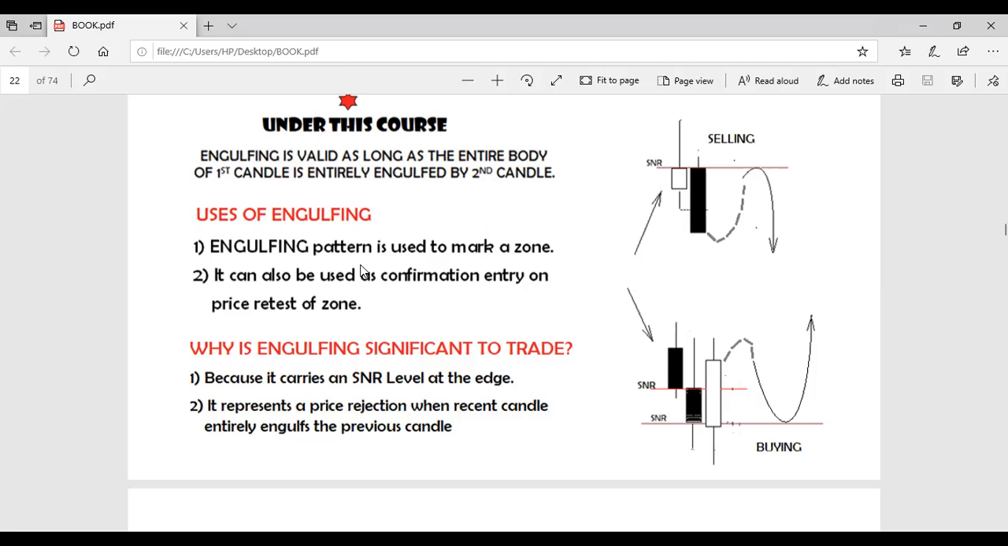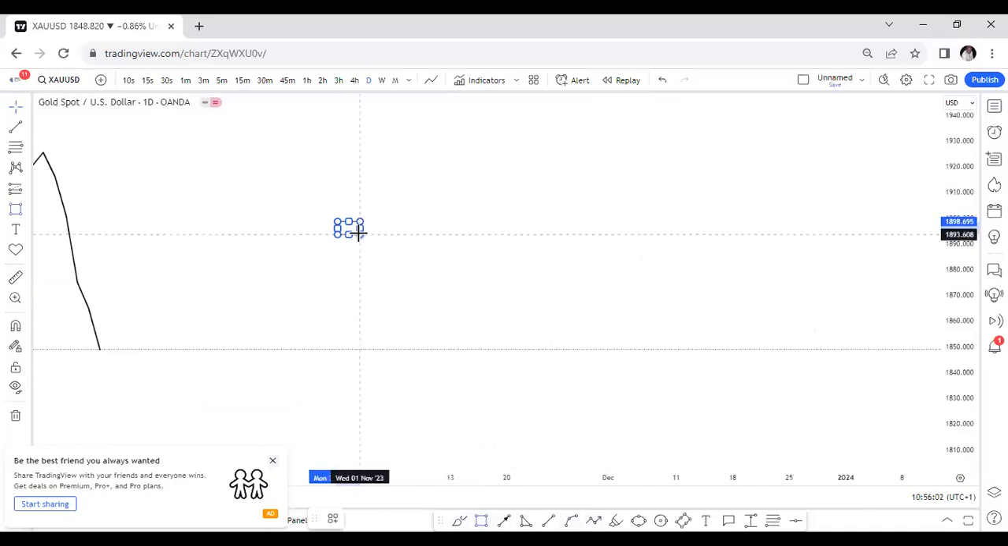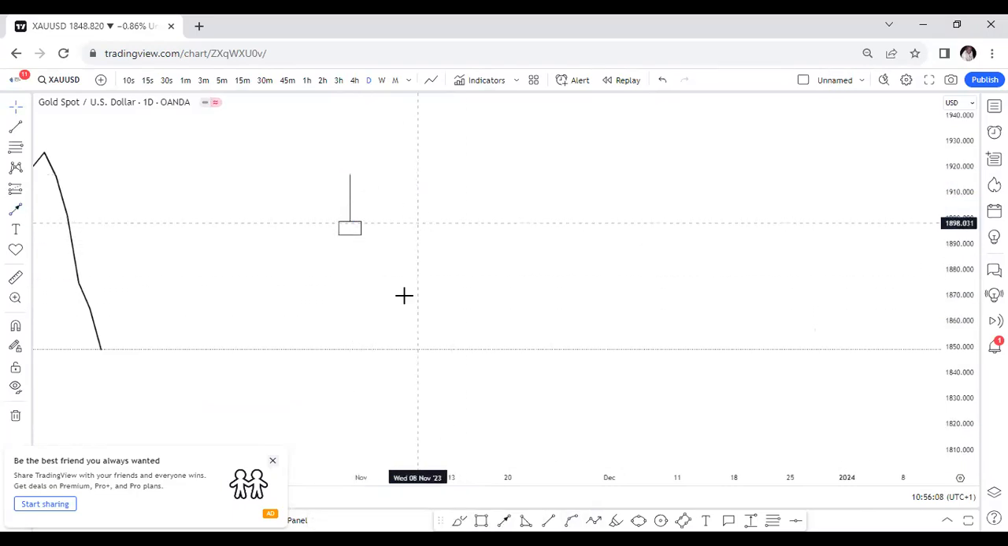We can use it to confirm an entry point, because we believe that if engulfing is established, price will usually come back to retest it. That is the basic truth. Price will come back to retest it. If this is a bearish engulfing, right? We have this formation like this.